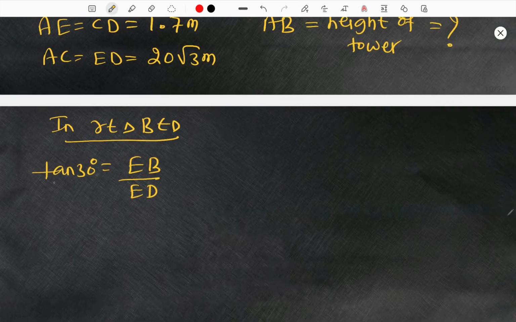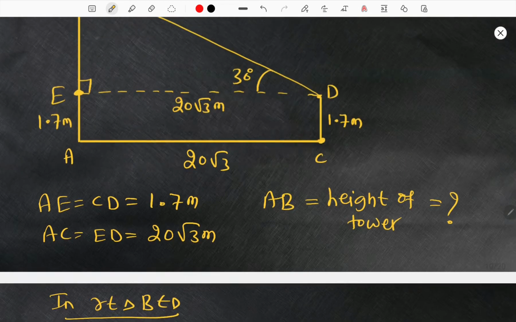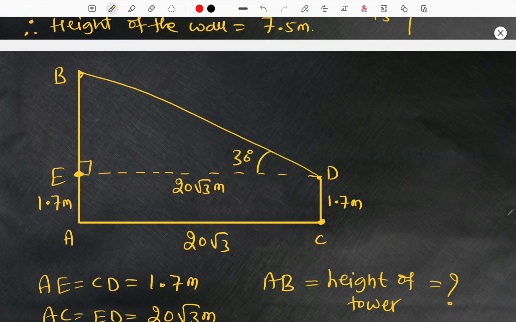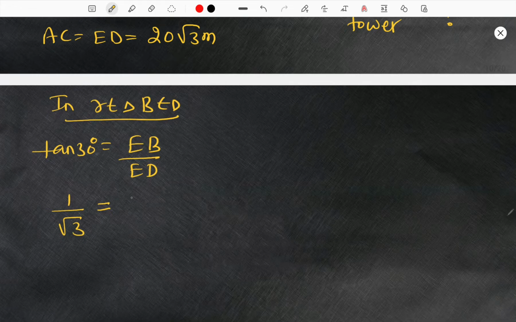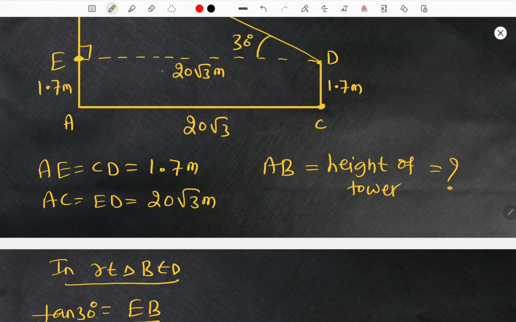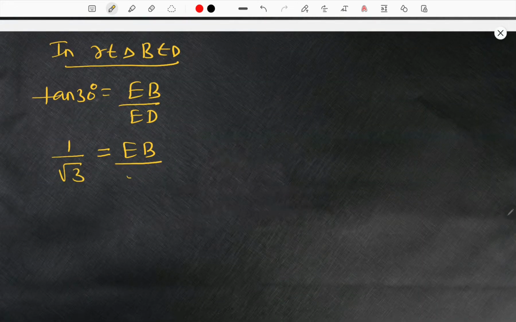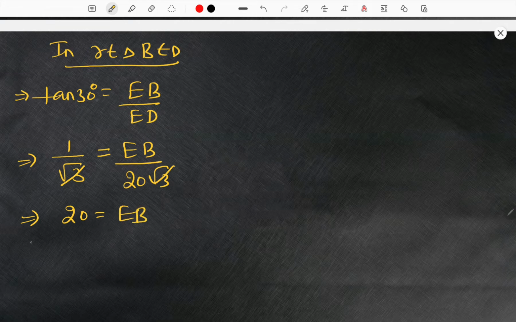So what is the value of tan 30? Tan 30 is 1 by root 3, and that is equal to EB divided by ED. We don't know EB, that's what we want. What is the value of ED? ED is 20 root 3. Here root 3 and root 3 get cancelled, and sending the 20 this side, EB is equal to 20 meter.